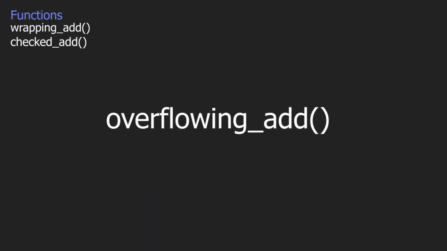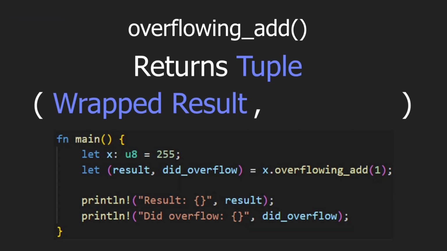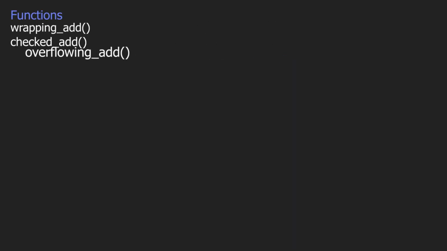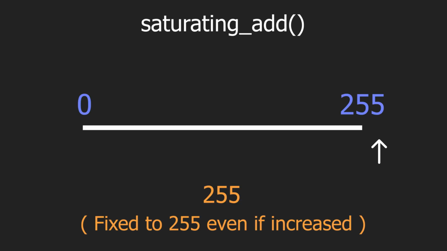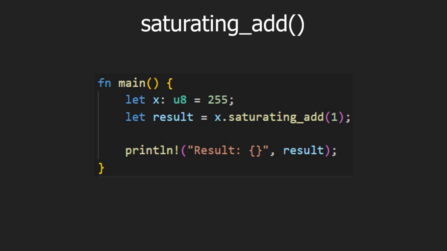Third is overflowing_add. This returns a tuple containing the wrapped result and true if overflow occurred, else it will return false. The last one is saturating_add. This clamps the result to the maximum value on overflow. So, in our case, the result will be 255, since that is the maximum value a u8 variable can hold.